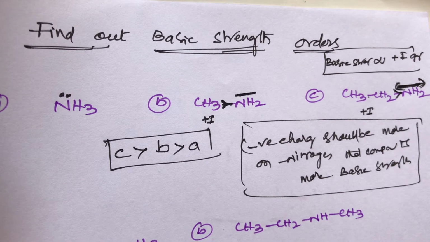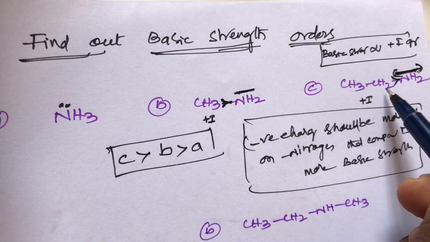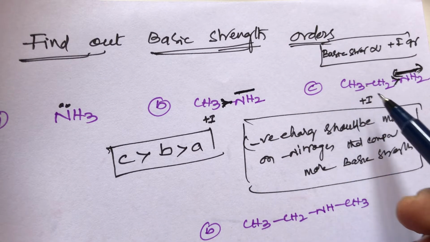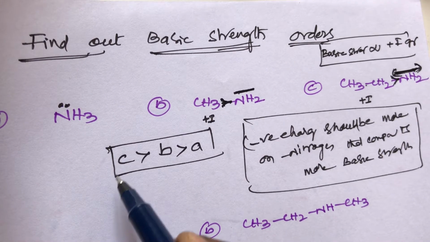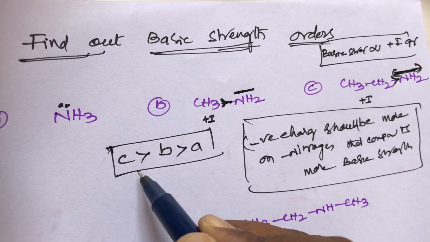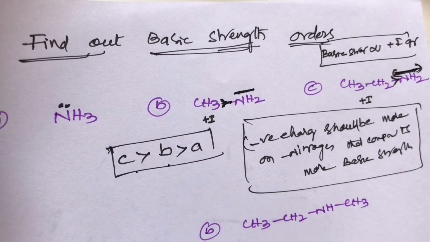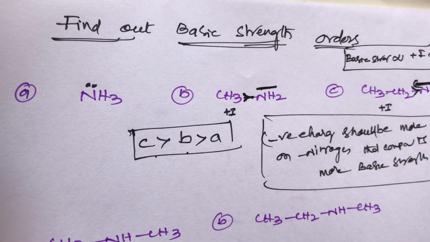Once again students, out of these three, which one has more stability? Remember students, the stability of amines also depends on charge density. Where more density is there, that is more stable. So what is the stability order? Same compounds, so the stability order is also the same: C is greater than B, B is greater than A. Basic strength of amines and stability of amines are both the same order.